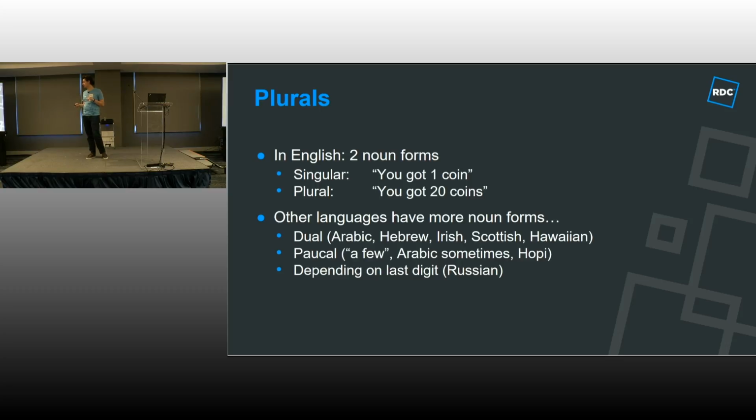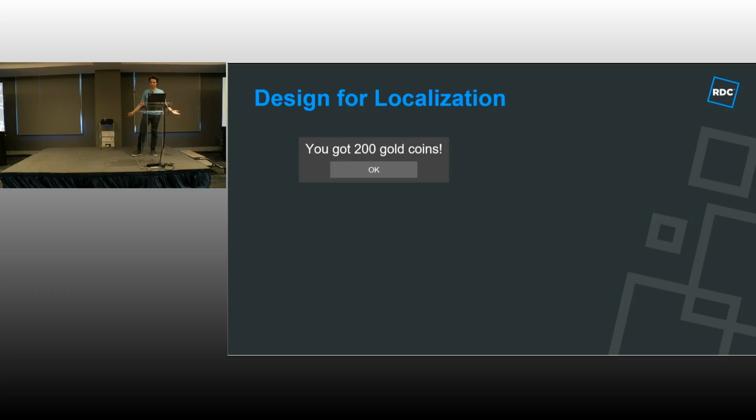And even some cases like Russian, they have 3 different forms. There's a singular form, and there's 2 different types of plural forms depending on the last digit of the quantity. If the quantity ends in 2, 3, or 4, that's a different form of plural. So when might this affect your game? You have a pop-up or a chat message that says, hey, you got 200 gold coins. So this is good, right? Not really. In Russian, that is potentially 3 different forms of gold, 3 different forms of coins that might be depending on the quantity.